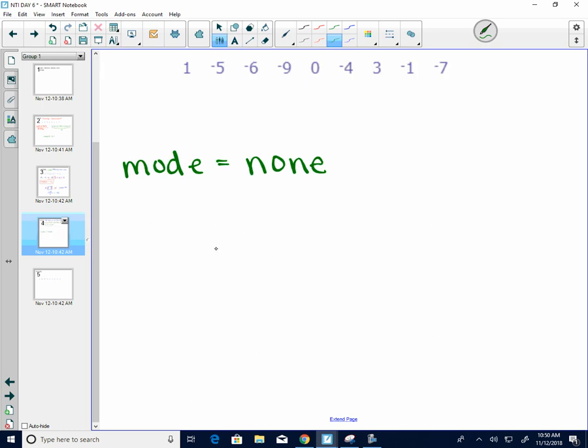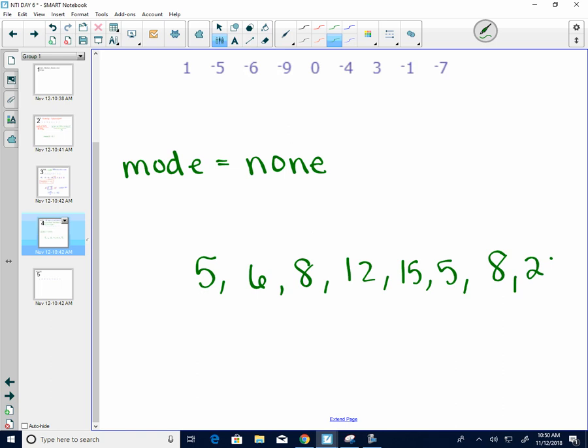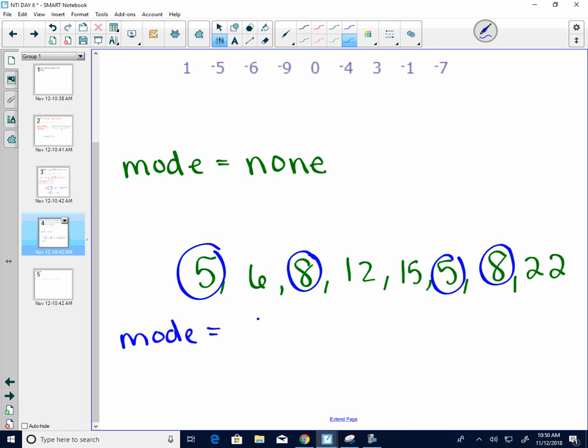If you were to look at another set of data, in this case, we have 5 listed twice. We have 8 listed twice. So you would write the mode is equal to 5 and 8. And then, of course, you can always just have one mode.